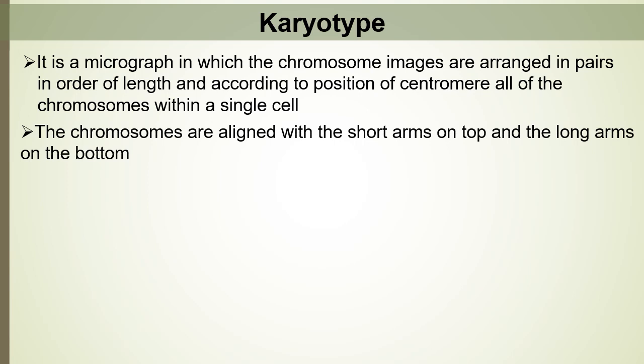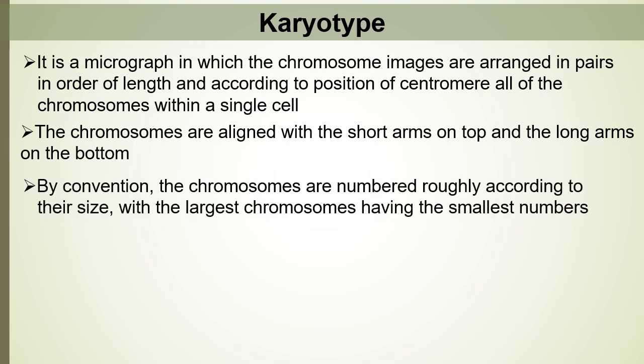The chromosomes are aligned with the short arms on top and the long arms at the bottom. By convention, the chromosomes are numbered roughly according to their size, with the largest chromosomes having the smallest numbers.